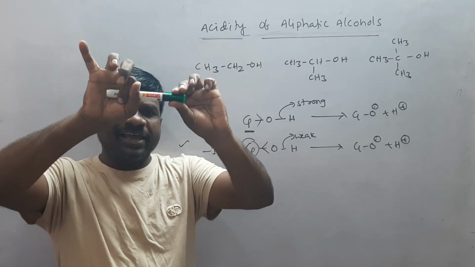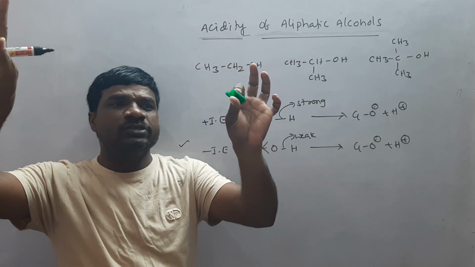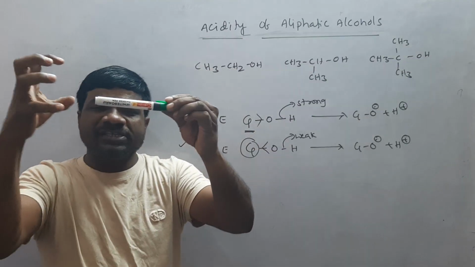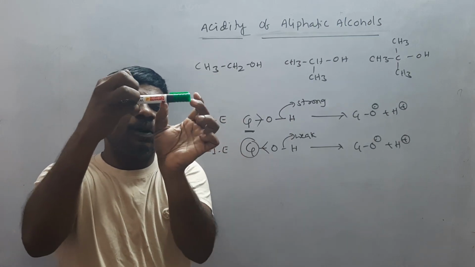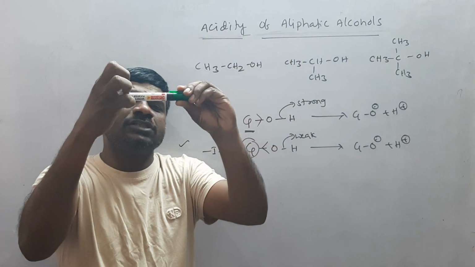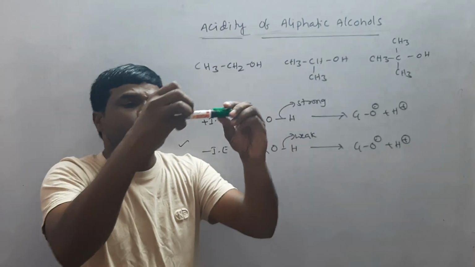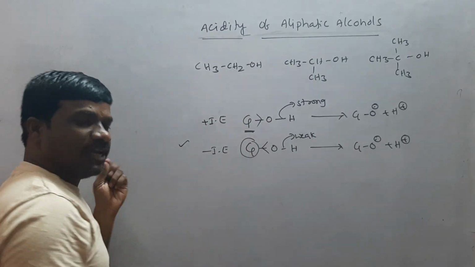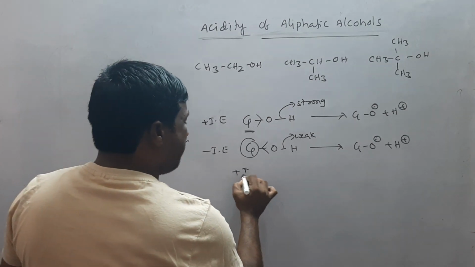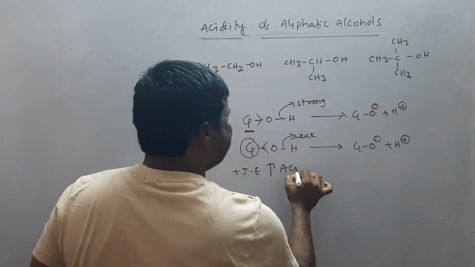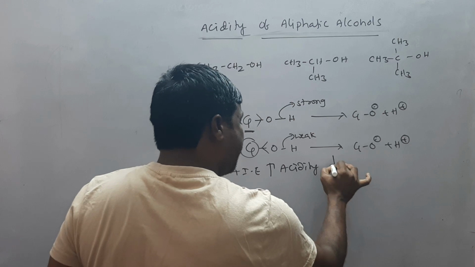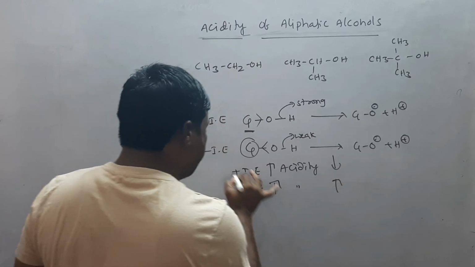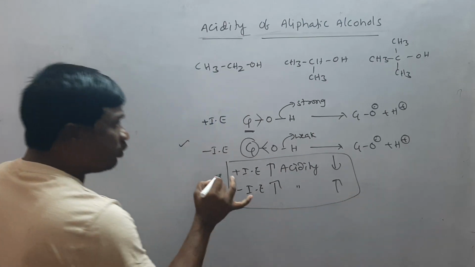If the group is an electron withdrawing group, it easily loses the H plus ion. If this group is acting as an electron donor, this bond is very strong. It does not lose H plus because the bond electrons move in this direction, so this bond is very strong. Plus I group decreases the acidity of alcohols, and minus I group increases the acidity of alcohols. This is the final conclusion.